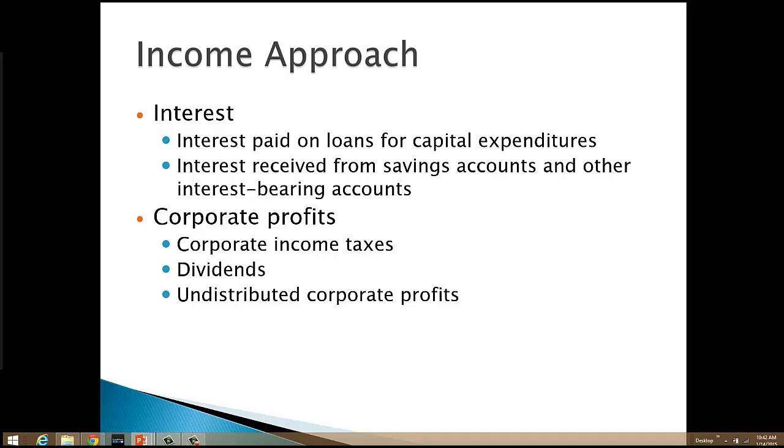Finally, we have undistributed corporate profits. These are profits that are retained by the corporation, not paid out in taxes, not paid out in dividends, and they're retained to be invested in new plants and equipment, and sometimes we also call these retained earnings.